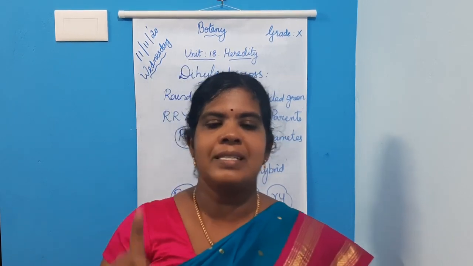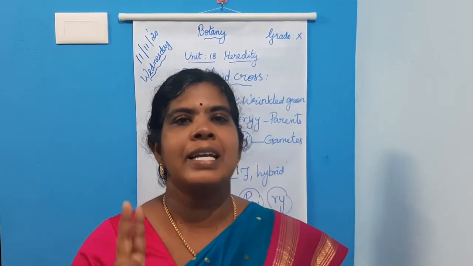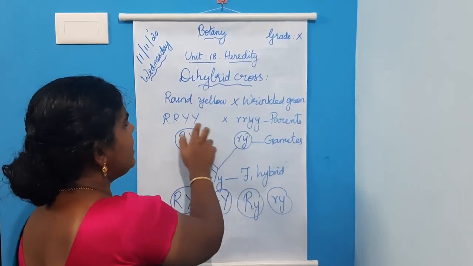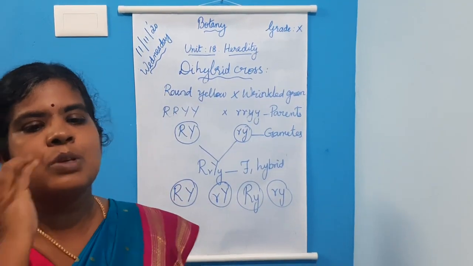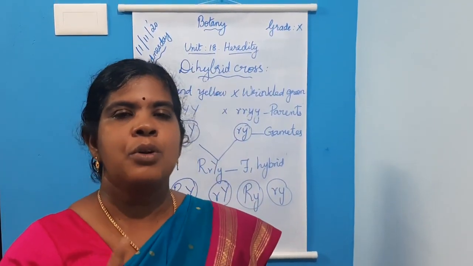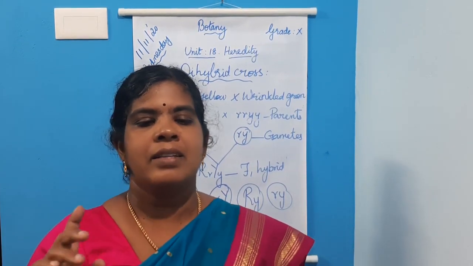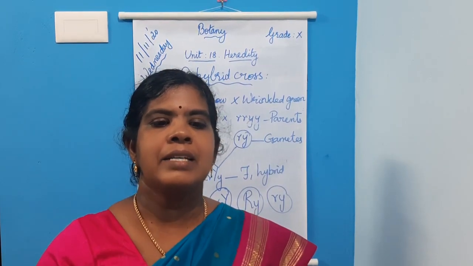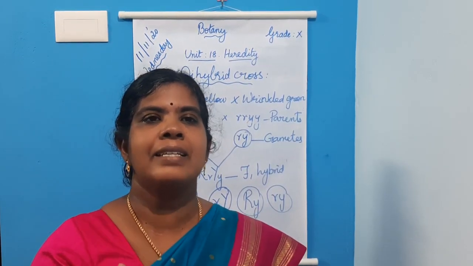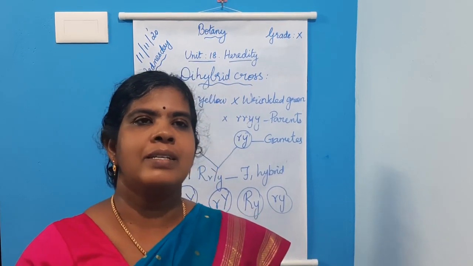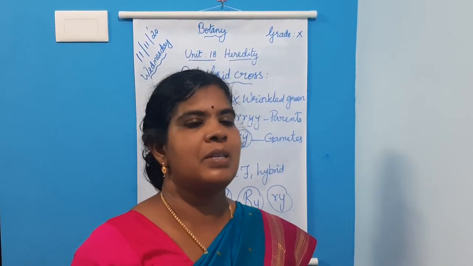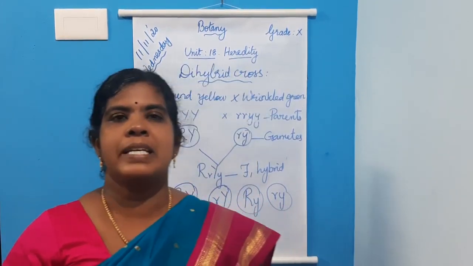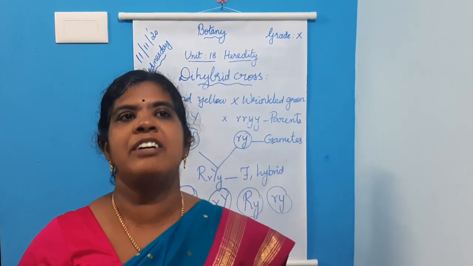So law of dominance. This law states that when 2 homozygous individuals, these 2 are homozygous individuals, the factors are same. When homozygous individuals are crossed with 1 or more pairs of contrasting characters, then the characters that appear in the F1 are dominant, and the character which is masked or hidden is recessive. That law is called law of dominance. What is the first law? Law of dominance.